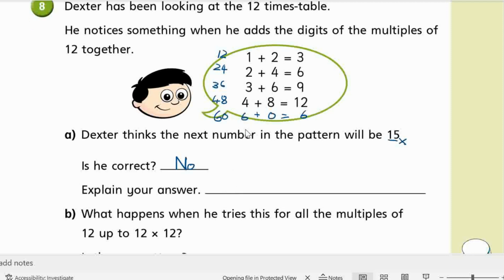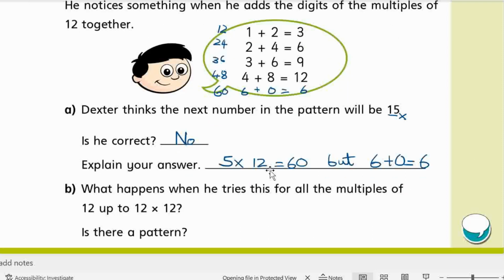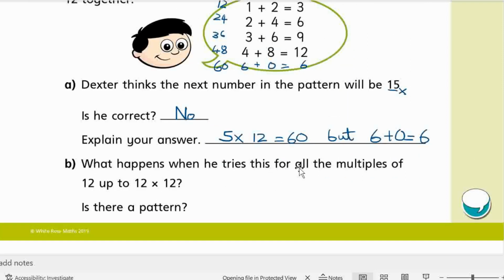And your answer here, when you explain your answer, is simply, well, 5 times 12 equals 60, so 6. There we go. What happens when he tries this for all the multiples of 12 up to the 12 times table?